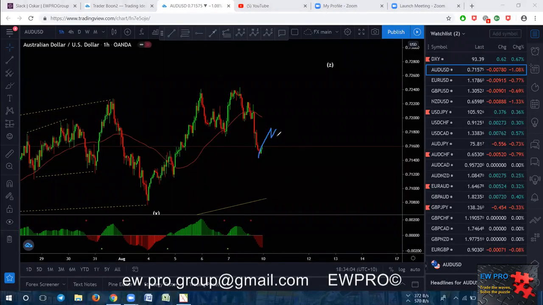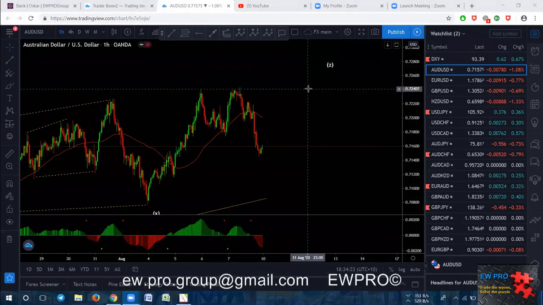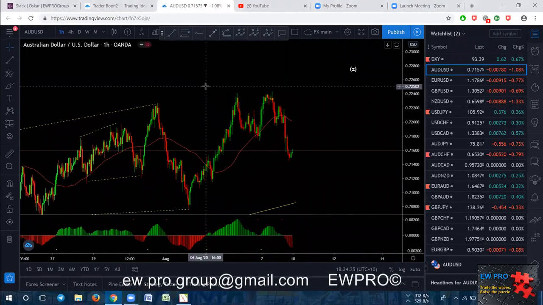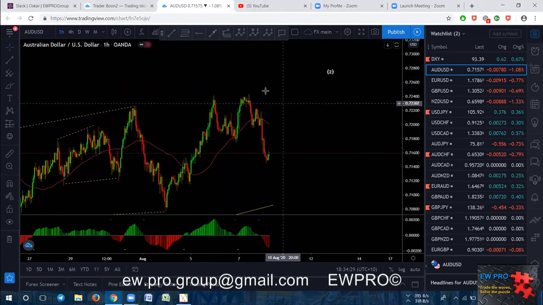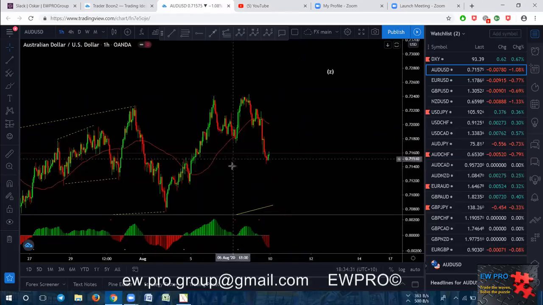So if you get something like this, a little flag in here, a bull flag, look for the buy to break that top. If you get a bear setup here, a bear flag in here, look for the sell. You can take that sell as well. So you can look to trade both ways. Look at the pattern that it's giving you, the possible corrections that it's giving you.